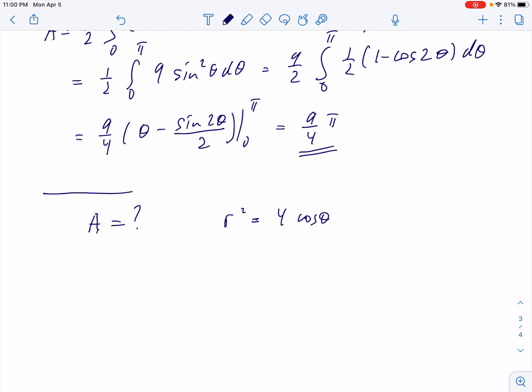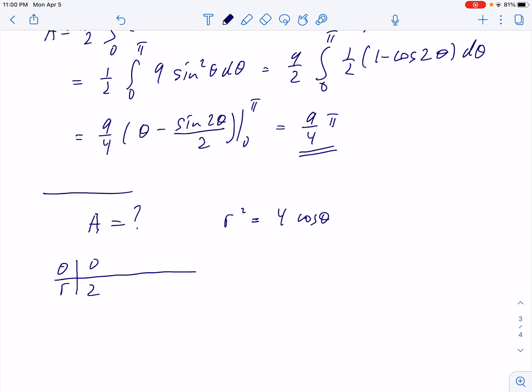Okay, how to plot this now? Again, starting with the short table. Theta, r. Theta is 0, then r squared is 4, r will be 2. Radius is 2.